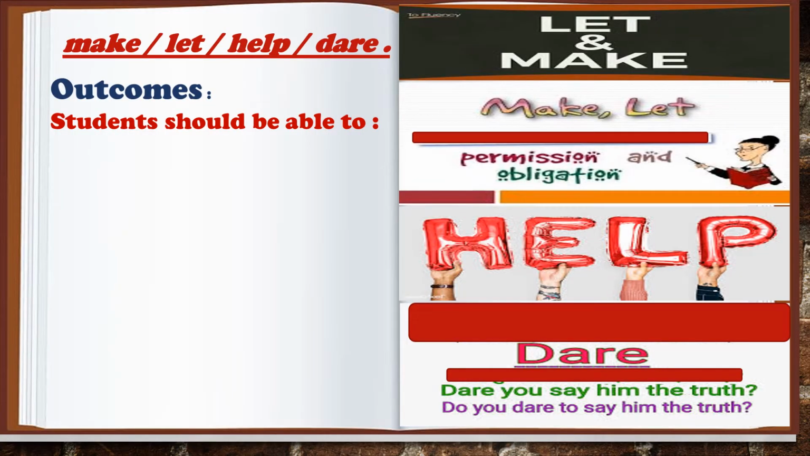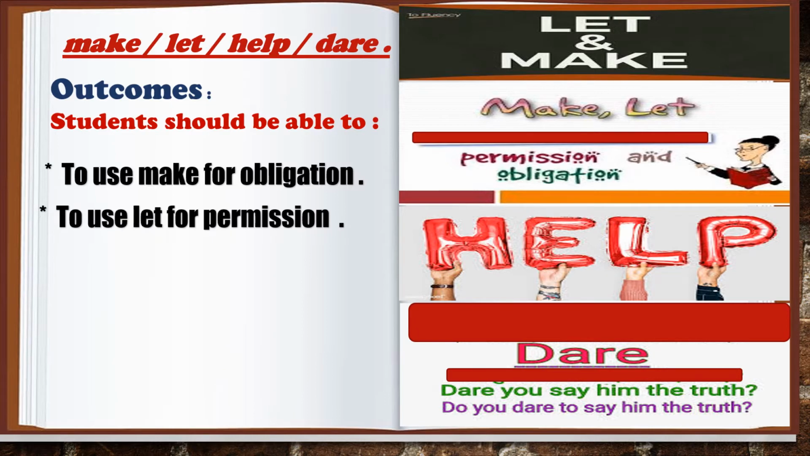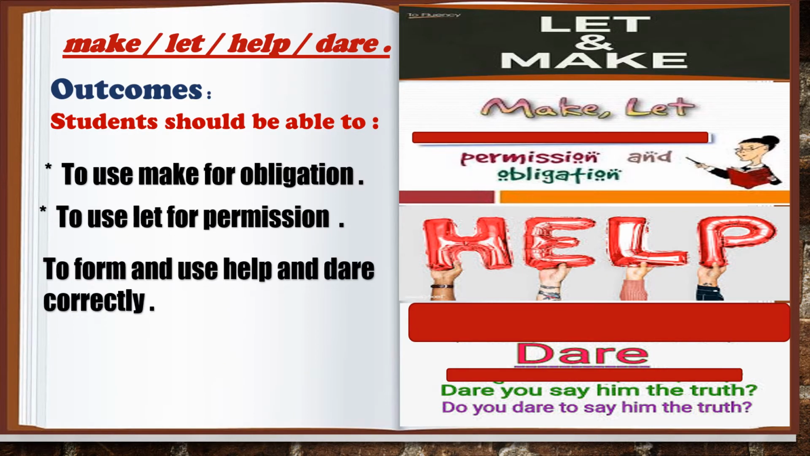In our previous lesson, we talked about how we can use make in English for obligation. We also talked about how we can use let for permission, and the last step was about the form and use of help and dare correctly. So, in our lesson today, we are going to do some activities from your workbook about these four verbs. So, let's start.